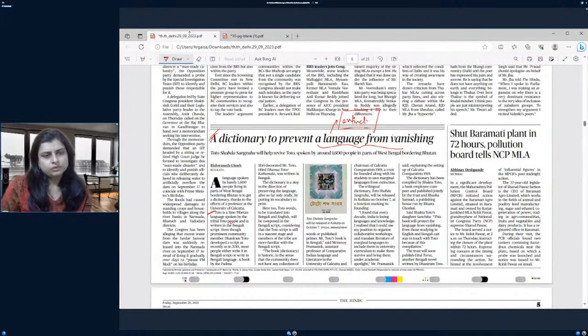Even though the prominent community member Dhaniram Toto developed a script as recently as in 2015, most people either write it in Bengali script or write in the Bengali language. A book by Padma Shri decorated Mr. Toto titled Dhanwa Totar Kathmala was written in Bengali. So you should know about the book.